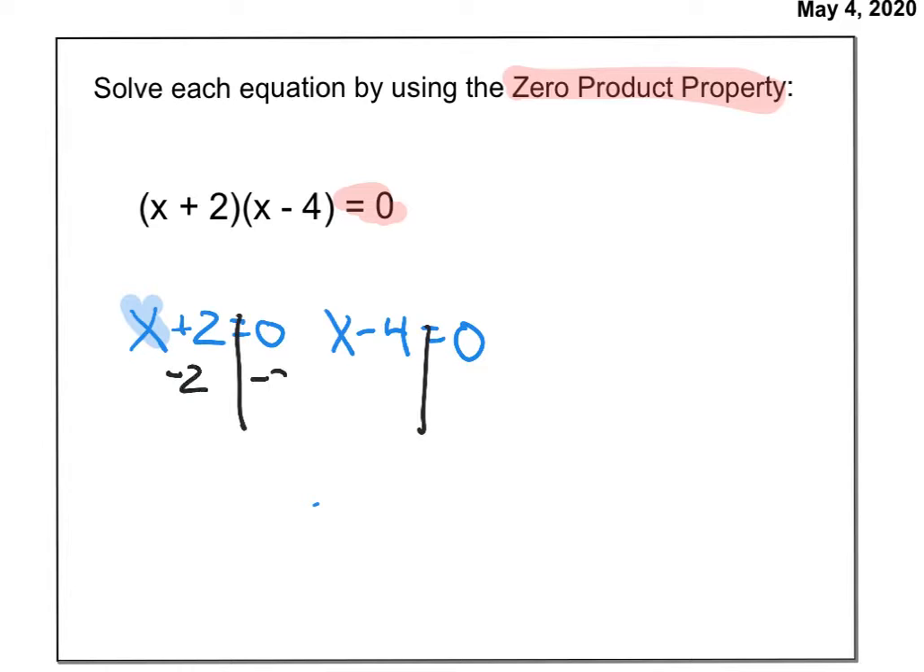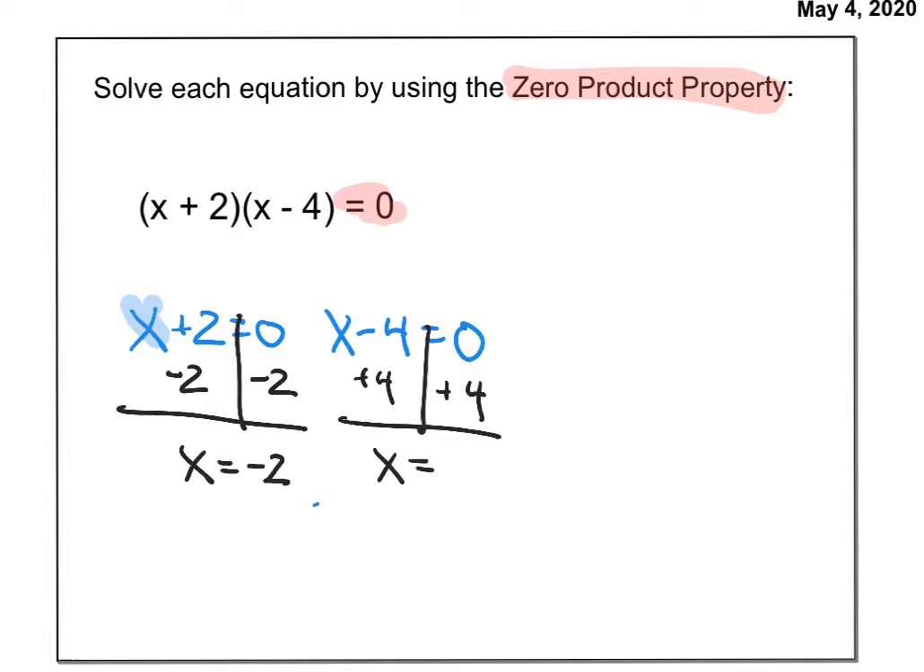So on the left, I subtract 2, so I have x equals -2. And on the right, I need to add 4, so I get x equals +4. So those are my answers using the zero product property.